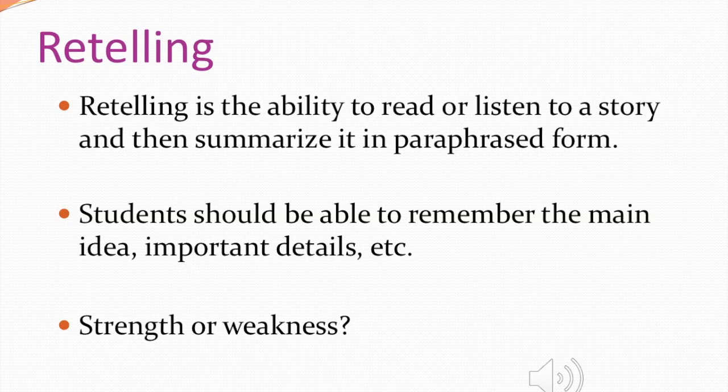For retelling, that is where you're going to use not only the retelling checklist at the end of each story that the students read in the QRI, but you're also going to use that retelling chart that you were required to have as part of your case study.